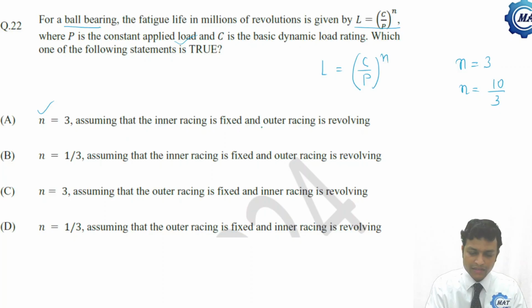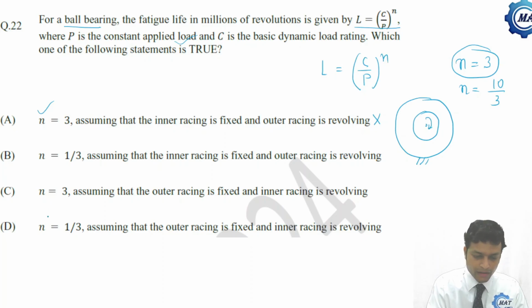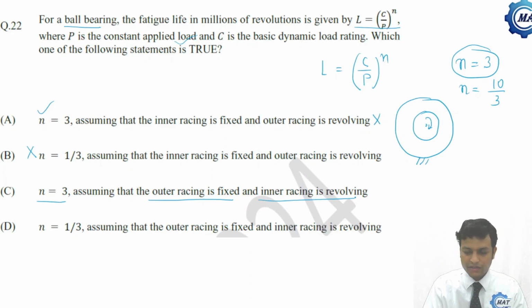Assuming that the inner race is fixed and the outer race is revolving, that is incorrect. The next part is incorrect because this is the inner race and this is the outer race; the outer race is fixed, whereas the inner race is rotating. Then N is 3, assuming that the outer race is fixed and the inner race is revolving. So this is the correct one. We have studied this during our main course or full course, so this is a very easy problem.